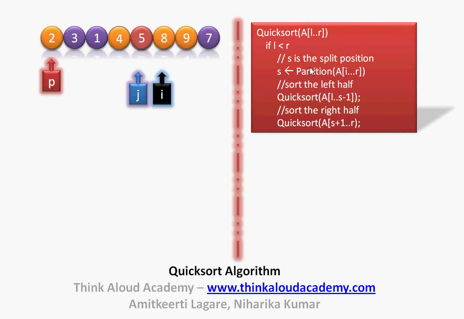So what we have done is during the partition process, 5 has reached its position and the elements on the left half of 5 are all less than 5 and the elements on the right half of 5 are all greater than 5.